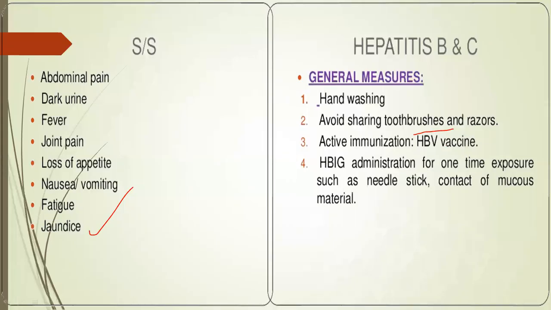Active immunization can be done because there is a vaccine. We have to be safe from needle stick contact and contact with mucous material, and from all these types of situations which we have just seen before. Blood transfusions should be screened, and unscreened blood must be avoided. And interferon is an antiviral protein that is effective against HBV.